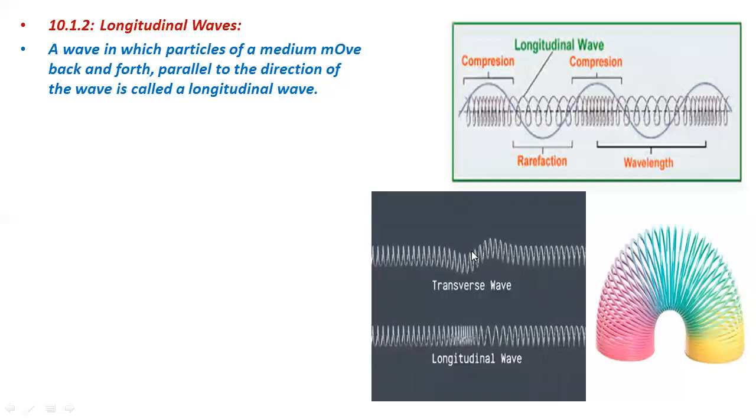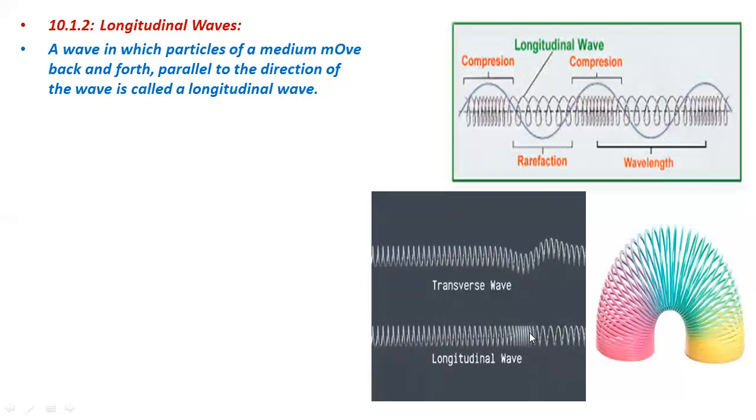This up and down movement is called perpendicular motion of the particles, perpendicular to the direction of propagation of the wave. But in this case, there is no perpendicular movement, just a straight movement, back and forth. Back and forth is the same as a swing. When a swing is moving, it moves in a forward direction as well as a backward direction. So forward and backward direction is called back and forth.